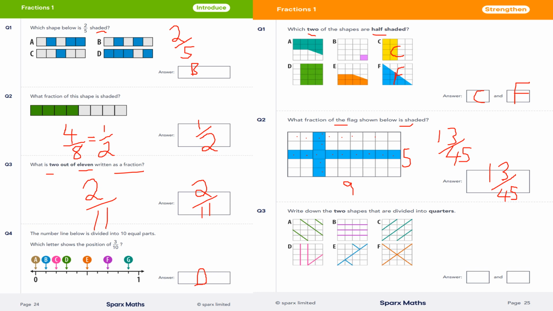Next one. Write down the two shapes that are divided into quarters. So we want quarters. That will be F, because you've got 4 quarters, and that'll also be B. So B and F. Remember that a quarter is half of a half. You halve a half. Quarter.